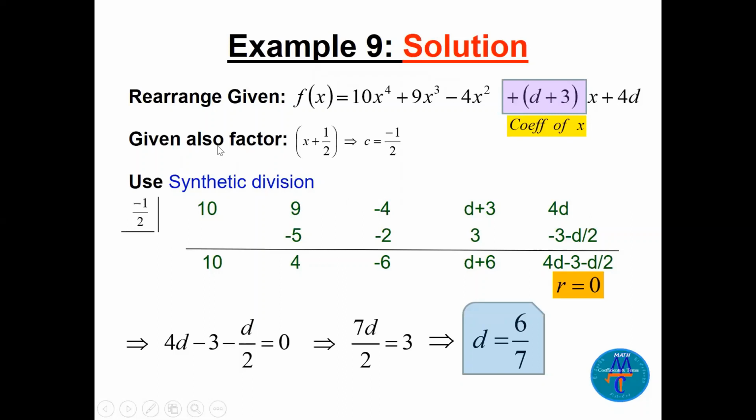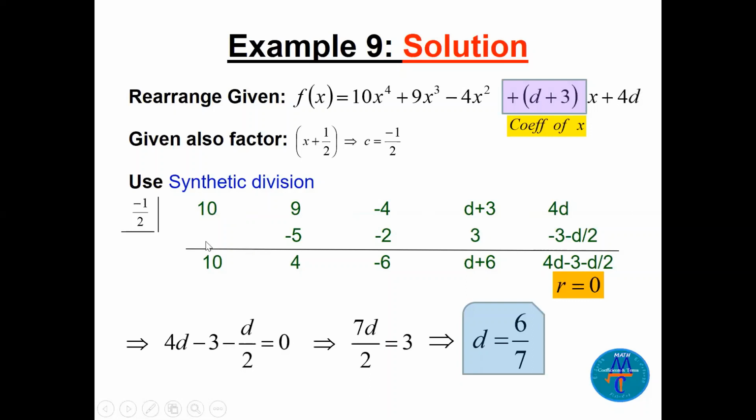Now remember, we said in the question, x plus half is a factor. That means the c value is minus half. I put it on the chair. Then I make synthetic division, and if this is a factor, the remainder for sure should be 0. So be careful here. I put 10, then 9, minus 4, d plus 3, 4d. There is no missing term here, right? x to the power 4, 3, 2, x to the power 1, and then constant.